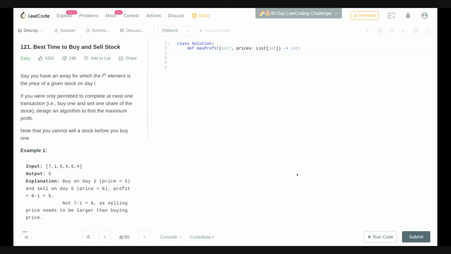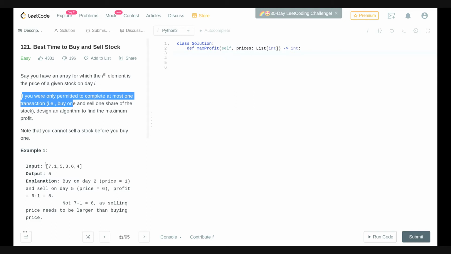Hey guys, since there is a lot of stock volatility nowadays, why not do a question on stocks on Leetcode? So in this question, we need to find out the best time to buy and sell a particular stock. We are only permitted to complete at most one transaction. So basically you just want to buy one stock on one particular day and sell the same stock on a day with potentially a higher price.